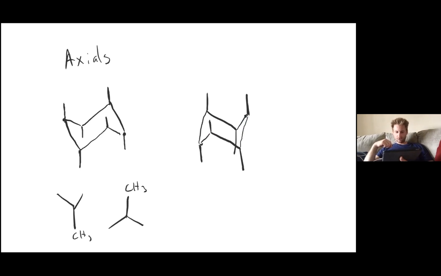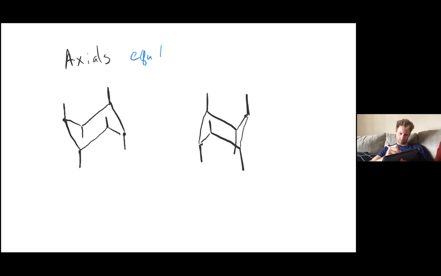So these are the 6 axial positions. Well, I guess the 12 total for these two molecules here. Our equatorial are always going to be going in the opposite direction, and they're going to be going outward.